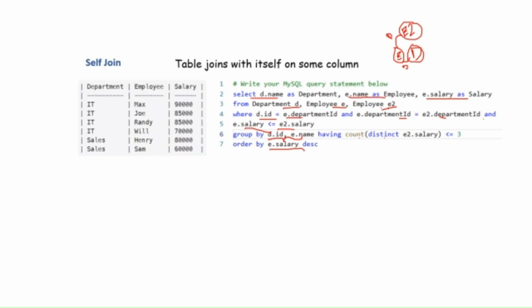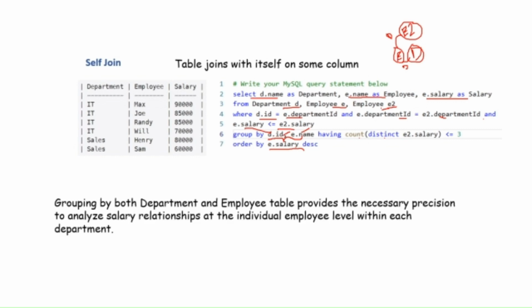Of course it gives you the correct output, and so we are taking group by on department ID and employee name together of the E table. And what it does is it provides that necessary precision to analyze salary relationship at individual employee level within each department. And using this group by, like having count this, order by this, actually chooses the top 3 salaries. Now this is still not clear to us, right? What is it doing? Let's decode the query itself.